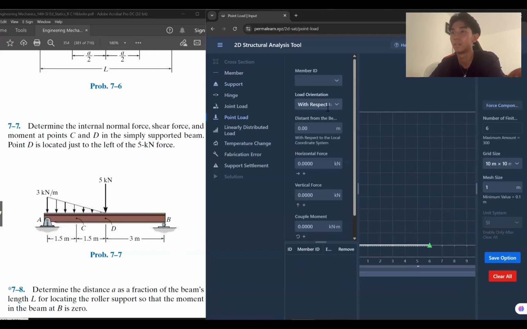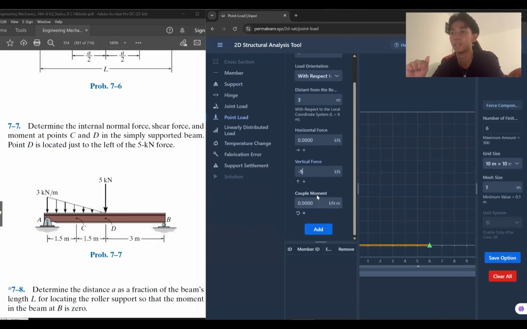So let's start with the 5 kilonewton force. The distance from the beginning: this force is 3 meters from A, which is our beginning point, so it's 3 meters. And horizontal force, no, since it's a vertical force, it is -5, because the direction should be downward, and in this system we put upward as positive, so if we add a negative it will be pointing downward. Okay, so let's add.